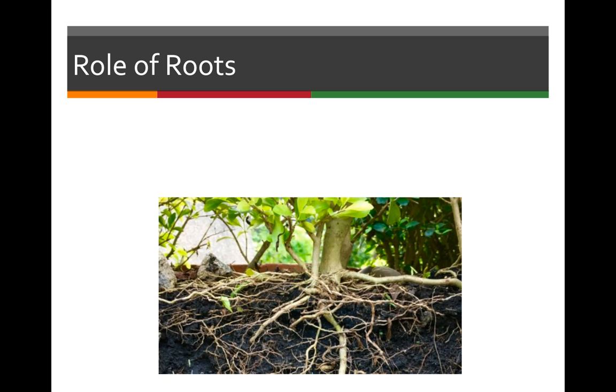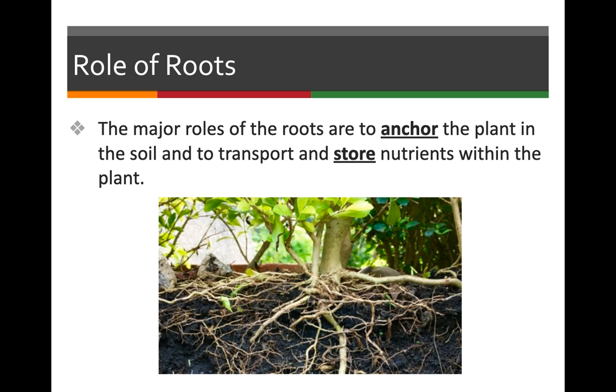So now moving on to the roots. The major roles of the roots are to anchor the plant in the soil and to transport and store nutrients within the plant.